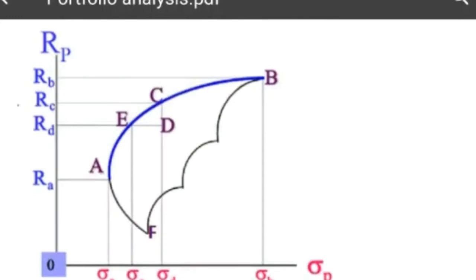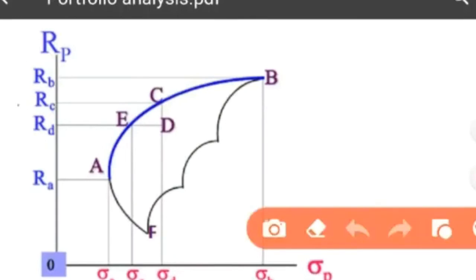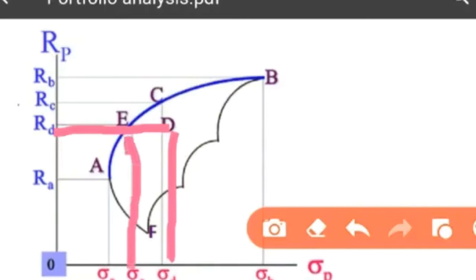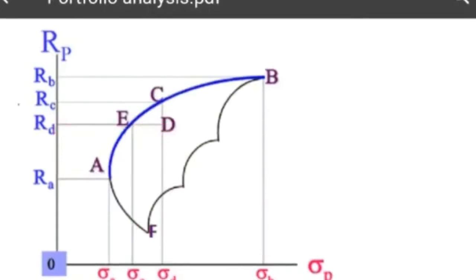So when you look at this graph, you can see there are two portfolios, E and D. Both have the same return, but portfolio D has greater risk and portfolio E has less risk. So which portfolio will we select? We'll select E. Suppose the return is 20 and the risk of E is 20. Portfolio D has a return of 20 but a risk of 30. So we will obviously choose portfolio E. So D again becomes inefficient.